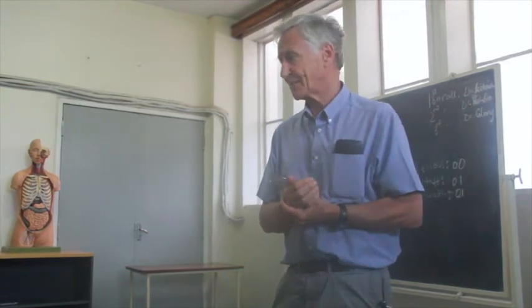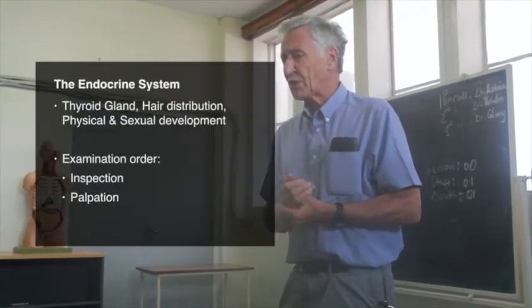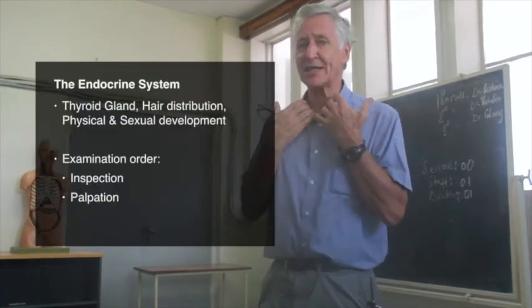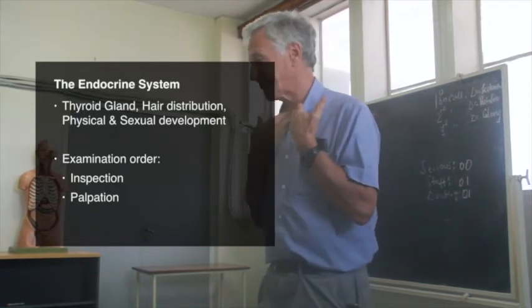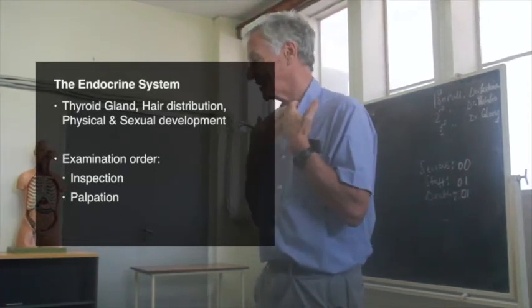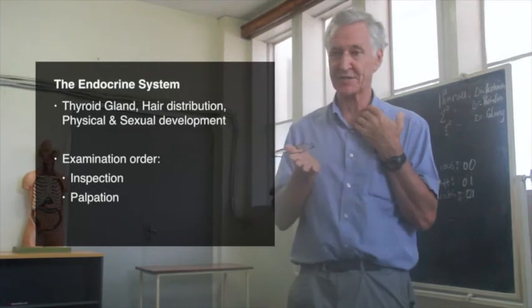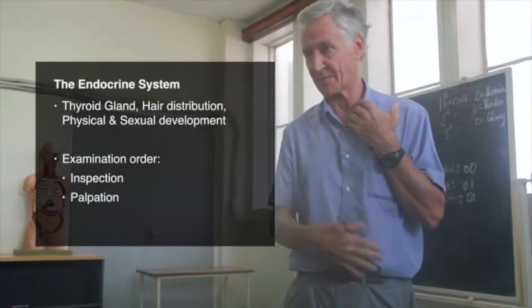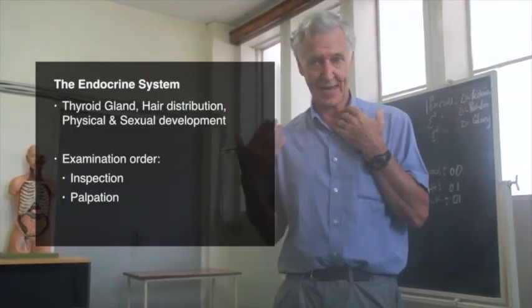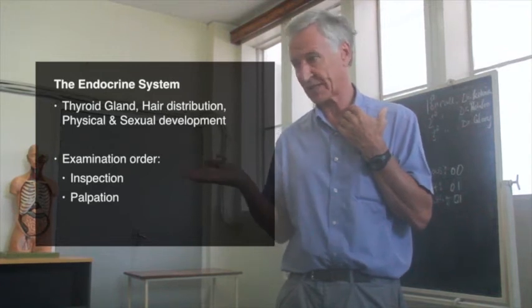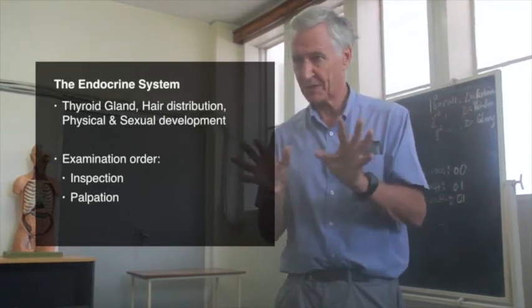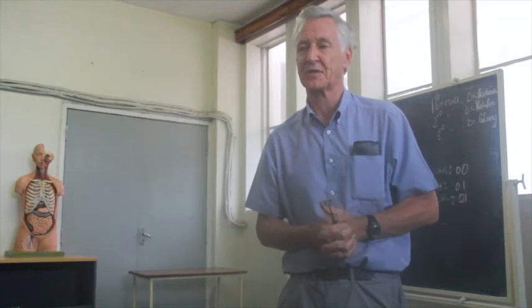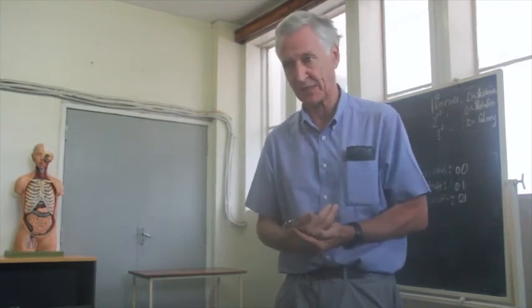The endocrine system is not easily available to us clinically, but if you imagine, we can examine for a thyroid in the neck, you can examine for secondary sex characteristics, i.e. distribution of hair. These are all markers for the endocrine system, and they're part of physical examination.